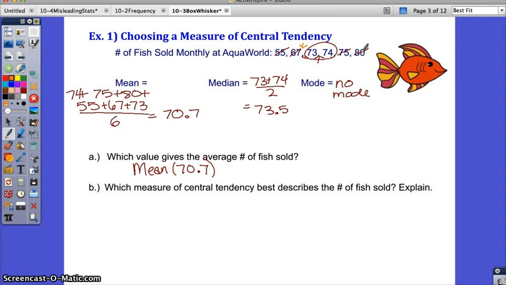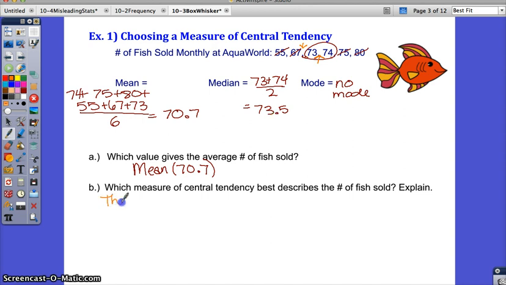When you look at the number of fish sold, most months they sell more than 70, right? They had 4 months where they sold more than 70. Maybe 55 is a little bit of an outlier. It might be pulling that mean down. Whereas when we look at the median, it's right in here, in the middle of the 70s, and there are 3 values that are very, very close to that. That might be a better representation of the number of fish sold at Aqua World in this case.